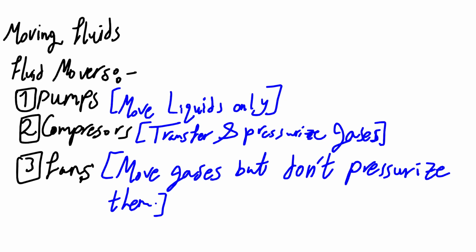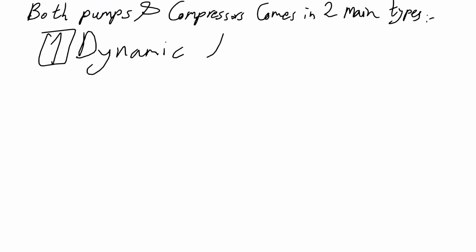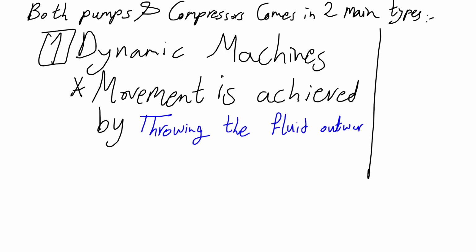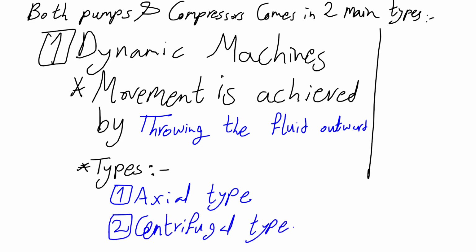So far, so good, but pumps and compressors share something important. Both pumps and compressors can be built in two main types. One, dynamic machines. Movement is achieved by throwing the fluid outward. They rely on high-speed rotation to add energy to the fluid. Dynamic machines include axial type. The fluid flows straight along the axis. Centrifugal type. The fluid is flung outward by an impeller.